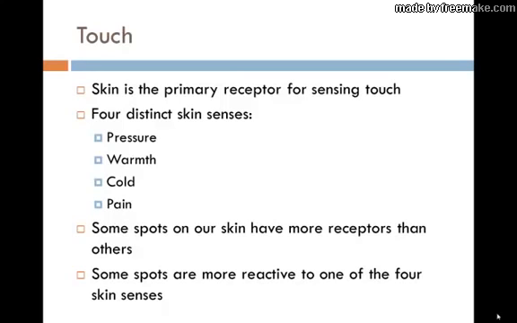Something to know about your skin is that it's the largest organ on your body, and some spots on your skin have more receptors than others. So you're more sensitive on some spots of your skin than you are on others. Some spots are also more reactive to one of the 4 skin senses. For example, your wrist is more reactive to warmth than your elbow is.